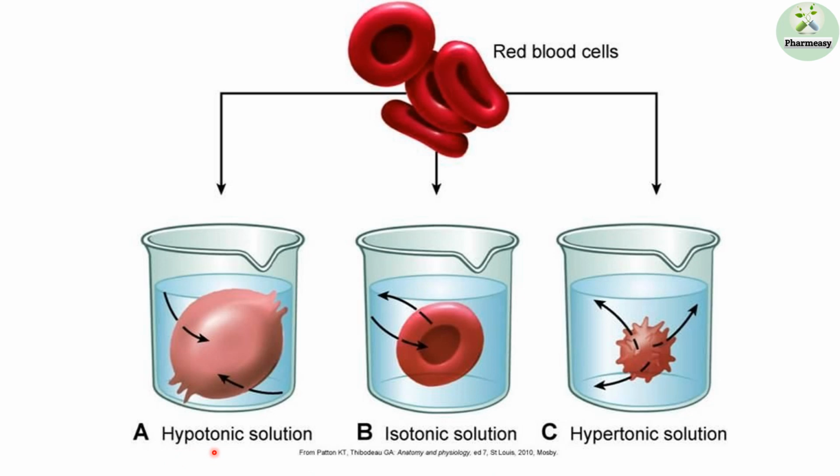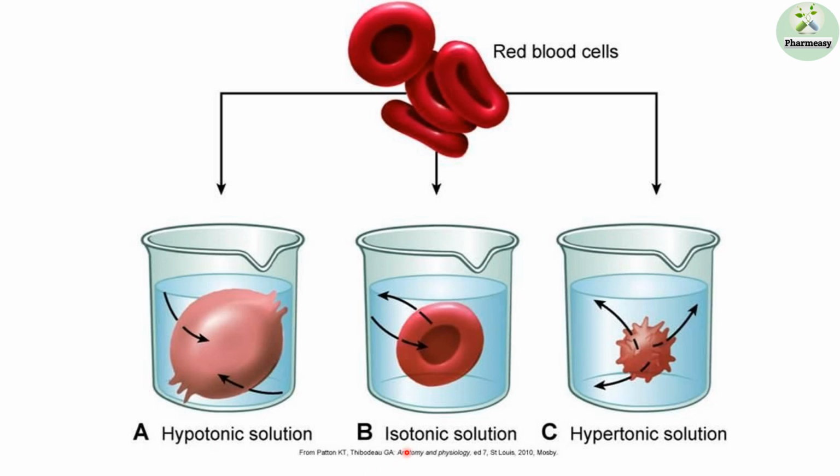When an RBC is placed into a hypotonic solution, there will be a net movement of free water into the cell. This situation will result in an increased intracellular volume with a lower intracellular solute concentration. The solution will end up with a higher overall solute concentration.